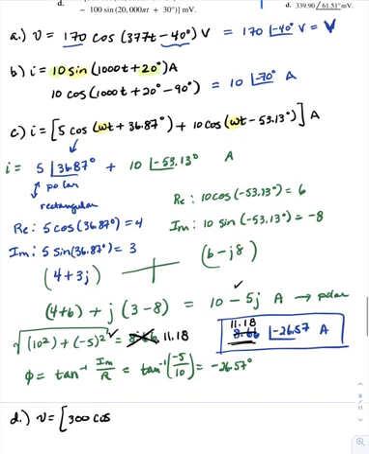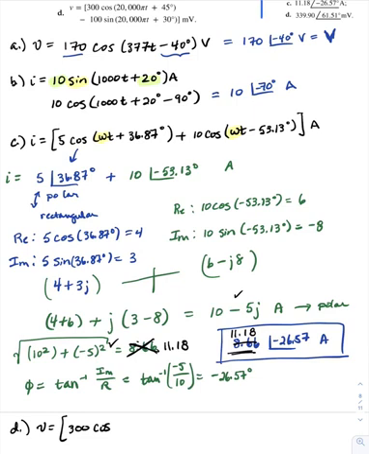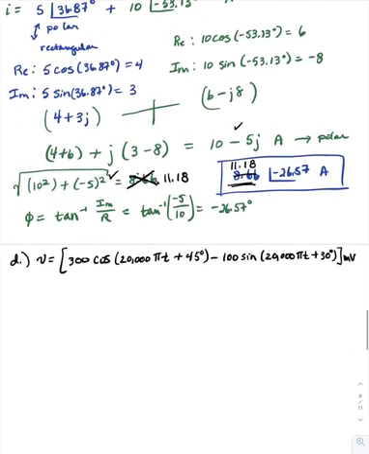All right. 300 cosine 20,000 pi t plus 45 degrees minus 100 sine 20,000 pi t plus 30 degrees, and this is millivolts. All right.